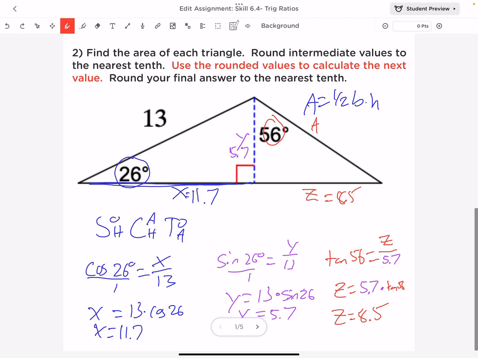And then for the area, we get area is equal to 1/2 times our base, which is 11.7 plus 8.5, times 5.7. So once again, use the rounded values to find the area. 11.7 plus 8.5 is 20.2, times 5.7, divided by 2. Do this in your calculator, you get 57.57, which is 57.6. And that is our final answer.